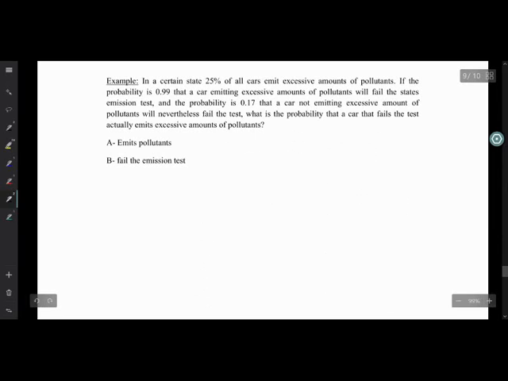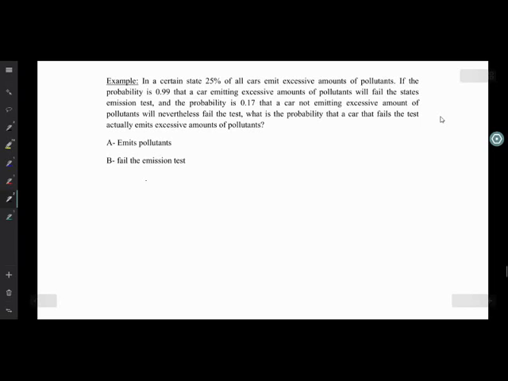Let's look at another example. In a certain state, 25% of all cars emit excessive amounts of pollutants. If the probability is 0.99 that a car emitting excessive amounts of pollutants will fail the state emission test, and the probability is 0.17 that a car not emitting excessive amounts of pollutants will nevertheless fail the test, we have to find the probability that a car that fails the test actually emits excessive amounts of pollutants. Now in this question you can see two different events. The first one is emitting pollutants, the second is failing the emission test.